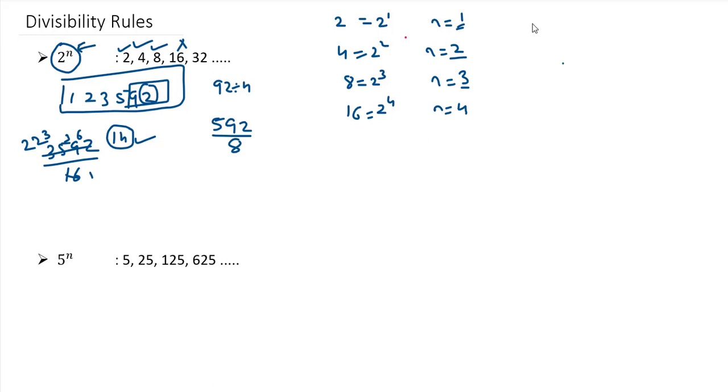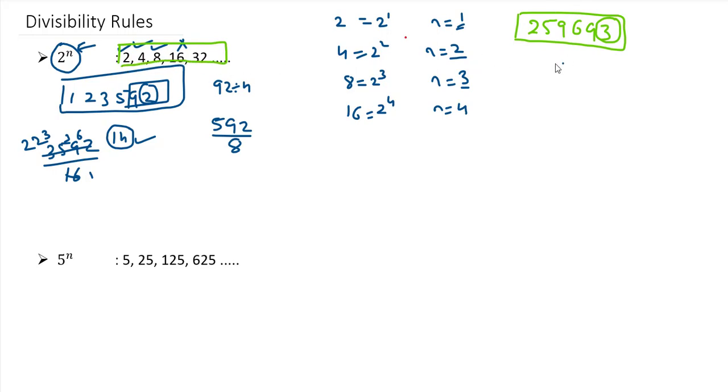Let us consider another example: 2, 5, 9, 6, 9, 3. If you want to check whether this number is divisible by 2, 4, 8, 16 or not, and if not, what is the remainder? For divisibility by 2, we will have to check the last digit since it is of the form of 2 raised to 1. Since the last digit is 3, which is an odd number, this entire number is not divisible by 2. In fact, since this is an odd number, it will not be divisible by any of these numbers.